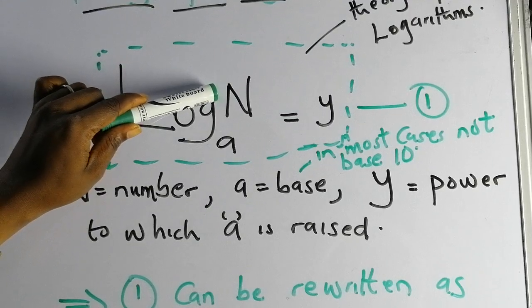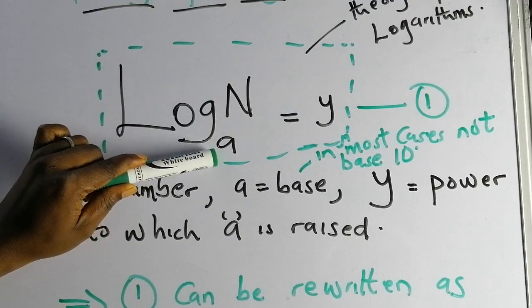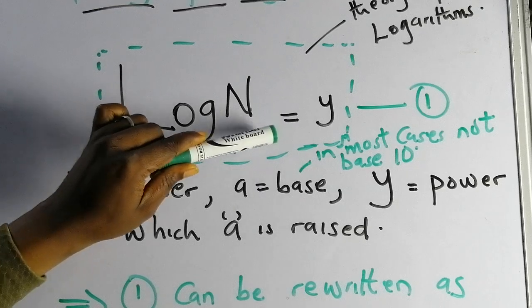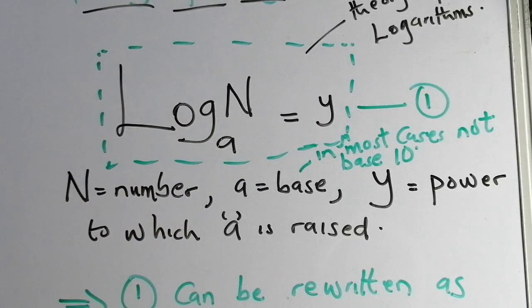Log of a number to a particular base, which is not base 10 in most cases, equals y, is what we call theory of logarithms. Nobody will ask you the definition of this. I'm just giving an illustration so that by the time we dive deep into laws of logarithms, like the way we have laws of indices, we also have laws of logarithms, and they are a bit connected. That is why I had to jump on this topic, so that there will be a kind of flow of understanding.